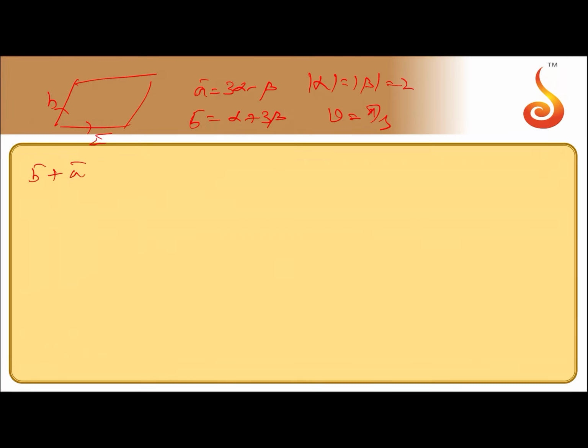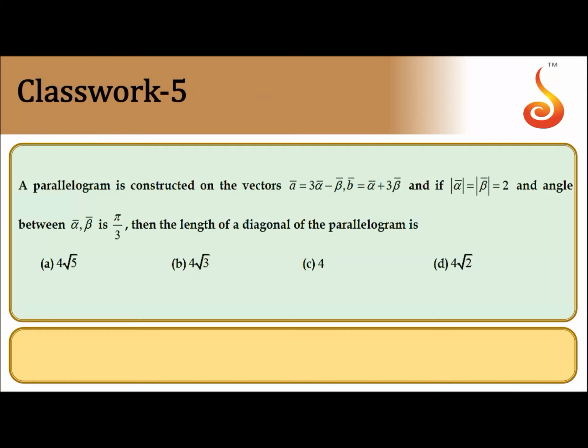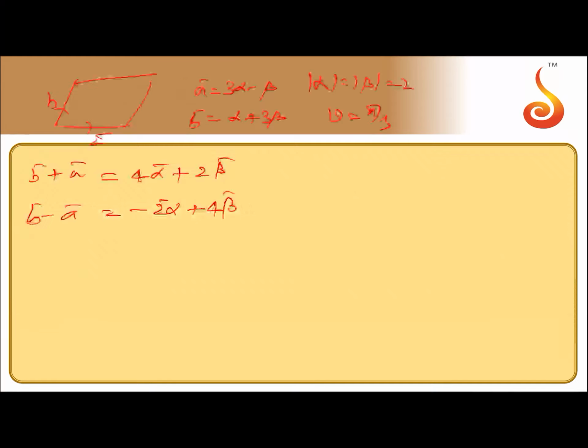One diagonal is equal to B plus A, another diagonal is B minus A. So B plus A addition is equal to 4 alpha plus 2 beta. And B minus A means minus 2 alpha plus 4 beta. And the magnitude of this one, definitely the smaller one is B minus A, because of the values when you take up 4 root 5, 4 root 3, 4 and 4 root 2.